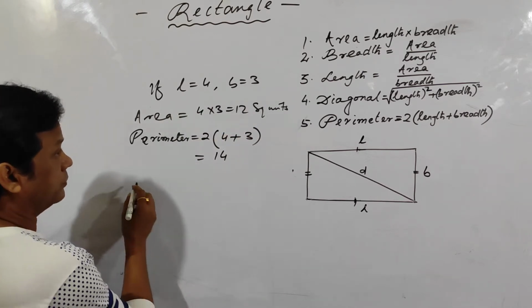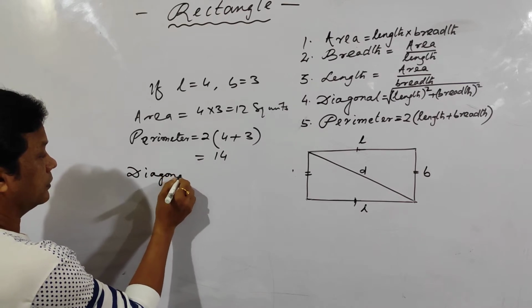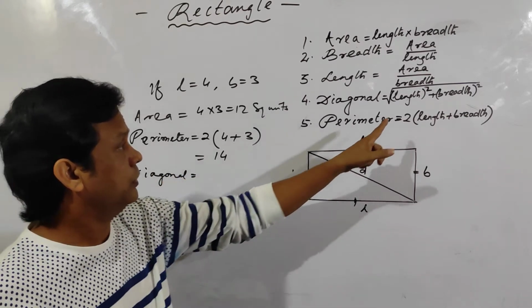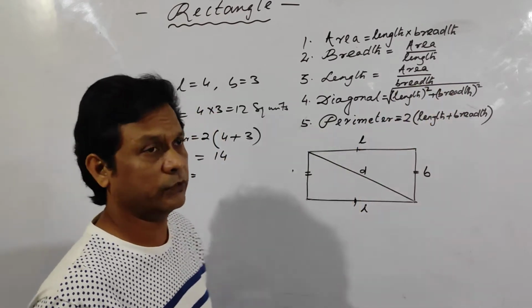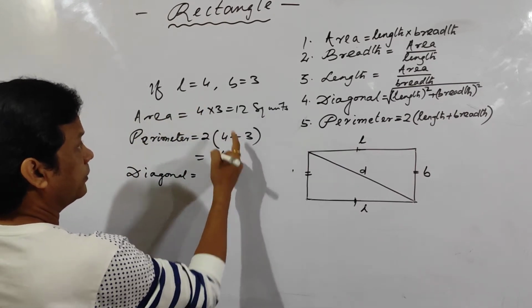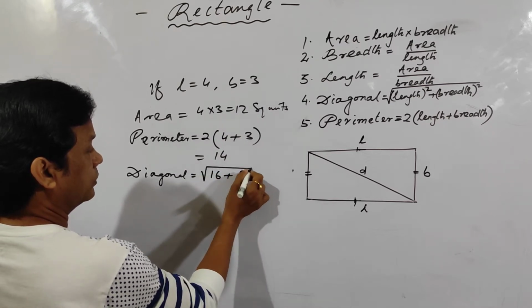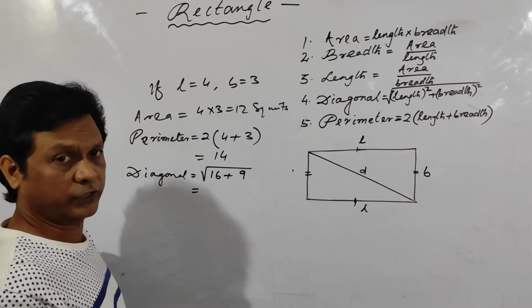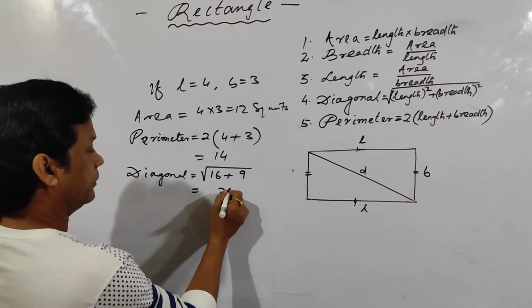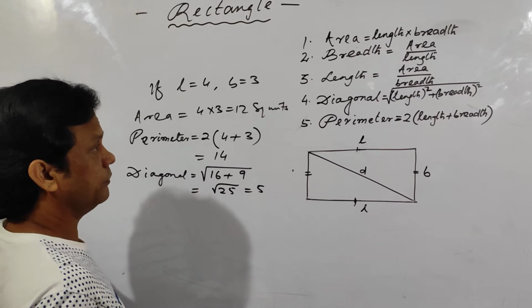Okay. So now what is the diagonal? Diagonal is equal to the square root of length square plus breadth square. So length square, that means 4 square, is 16. Breadth square, 3 square, is 9. Take the square root of 16 plus 9, which is 25. And the square root of 25 is 5. Okay, so diagonal we have got.